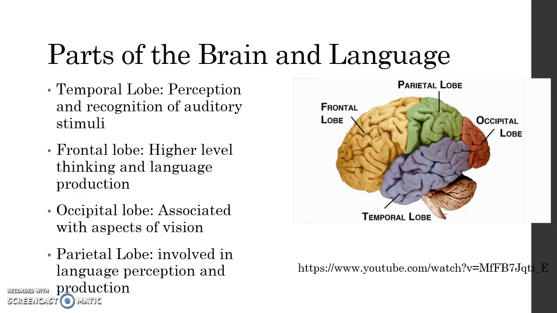There are different parts of the brain that control language. The temporal lobe controls perception and recognition of auditory stimuli, what you've heard. The frontal lobe is the higher level thinking and language production. The occipital lobe is associated with aspects of vision, so you have to remember language can be visual gestural as well. And the parietal lobe is involved with language production and perception.